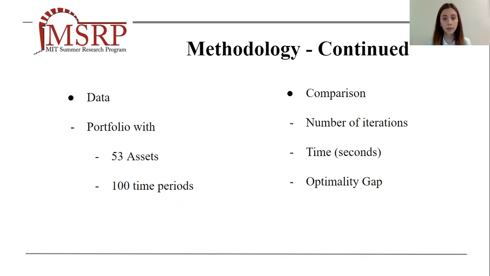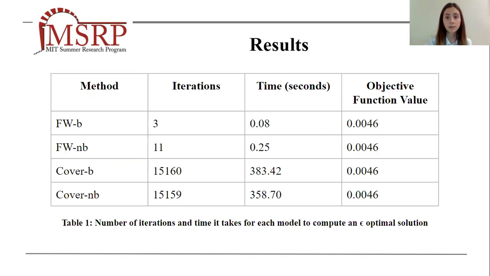To compare the algorithms, we looked at the number of iterations and the time in seconds it took the algorithm to find an optimal solution. And we looked at the number of iterations and the time for different optimality gaps. So here's one of the results for a tolerance level of 10 to the minus 6. As you can see, Frank-Wolfe with binary search line search returned an optimal solution after 3 iterations. Frank-Wolfe without the binary search line search returned the optimal solution after 11 iterations. In both cases, we got the results within less than a second. For Carver's method, however, for both of the variations, it took more than 15,000 iterations and more than 350 seconds to return a result.